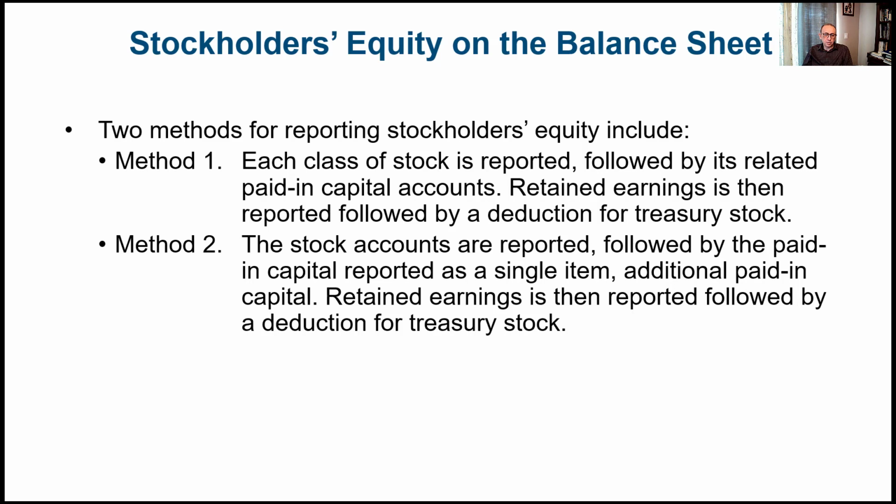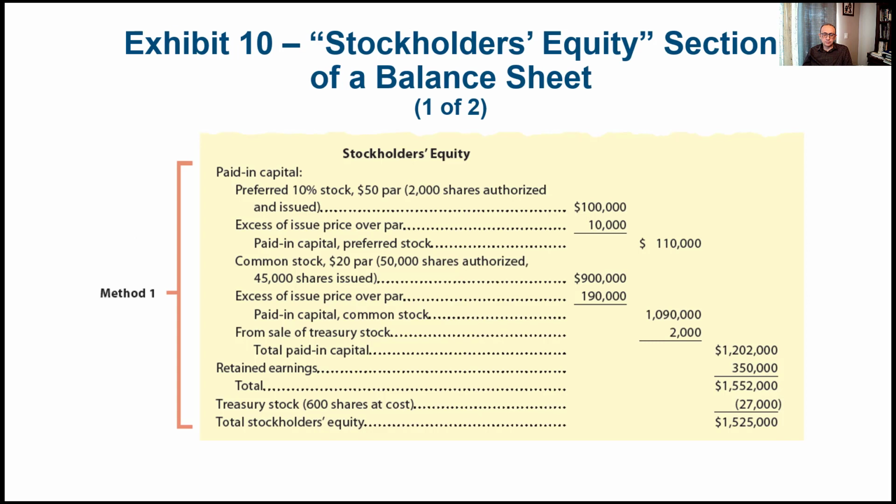So the stock accounts are reported, followed by the paid-in capital reported as a single item. So additional paid-in capital, which is combining everything together. Whether the paid-in capital is from common stock, preferred stock, treasury stock, they're all combined together. Then retained earnings is reported, followed by a deduction for treasury stock. So let's see this presentation.